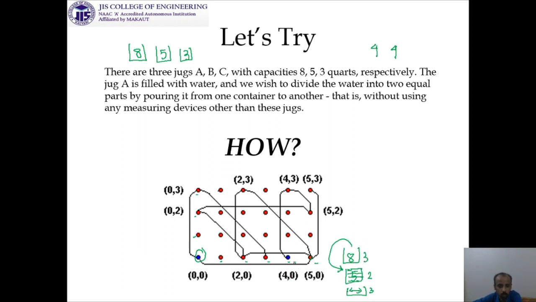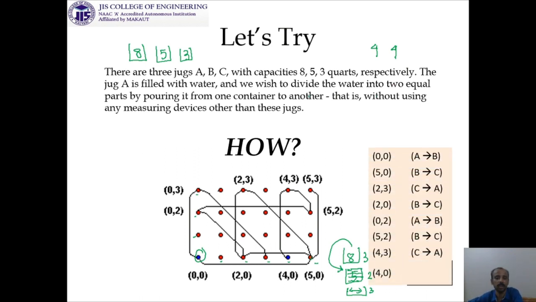After that, you have to work out from which container to pour the water so that you can reach your final target 4 0. I am giving you the answer over here, but it is your responsibility to try it first. So the answer will be something like that. Clear?